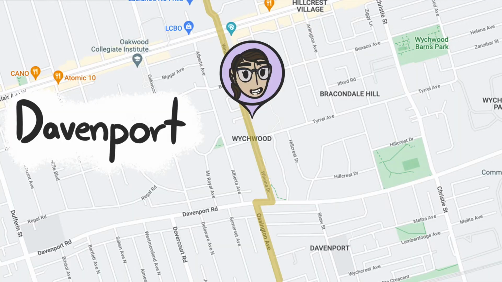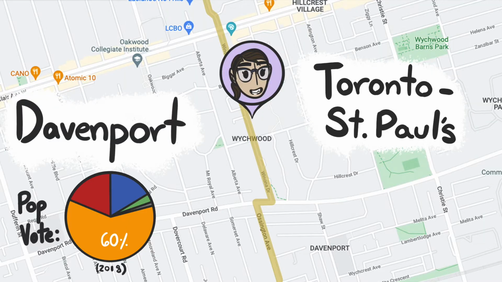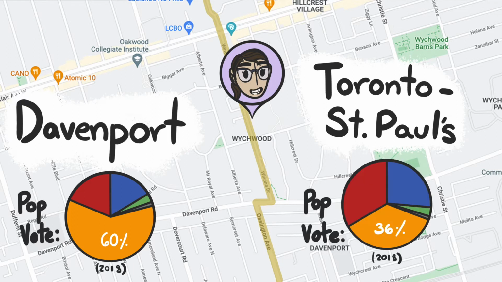It's election season here in Ontario, and today I'm in Toronto, right between two provincial ridings, the ridings of Davenport and Toronto-St. Paul's. 4 years ago, these ridings had very different stories on election night. Davenport was won by the NDP with over 60% of the popular vote, while Toronto-St. Paul's was only won by 36% of the popular vote, again by the NDP.